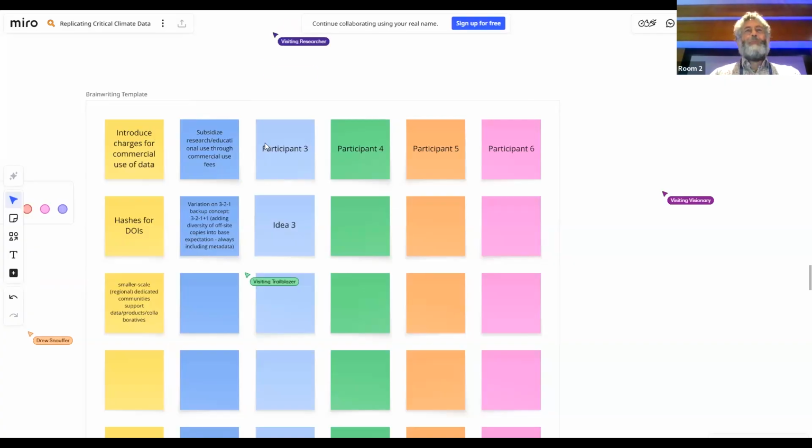What about the public, NGOs, activists? How do we increase the force of helping us out to make these data sets more available?